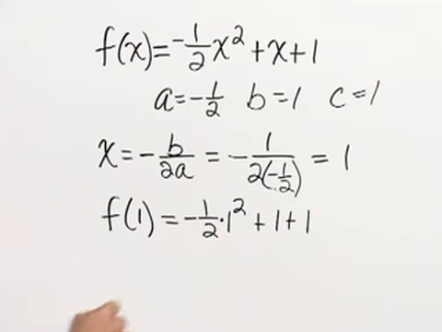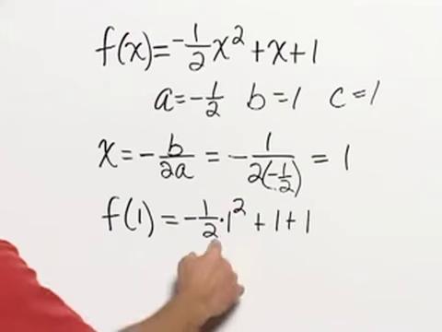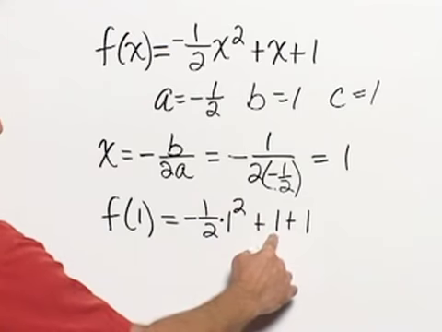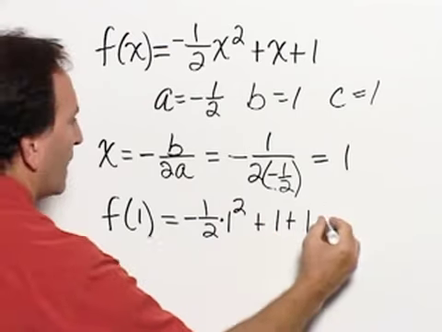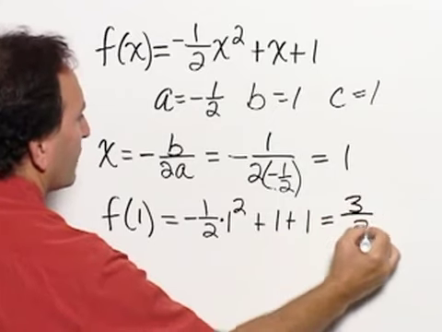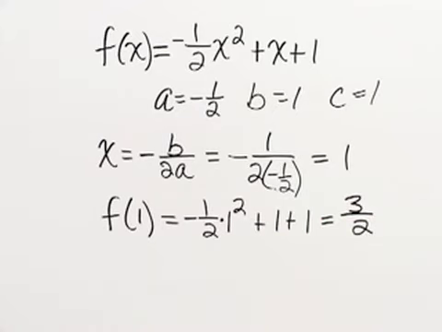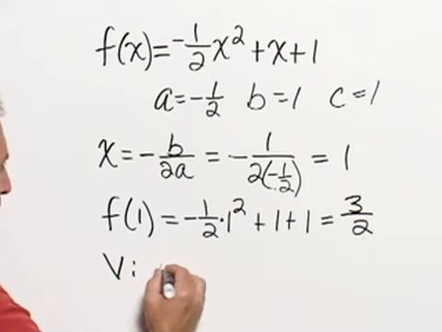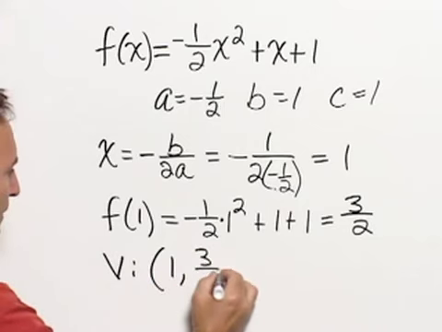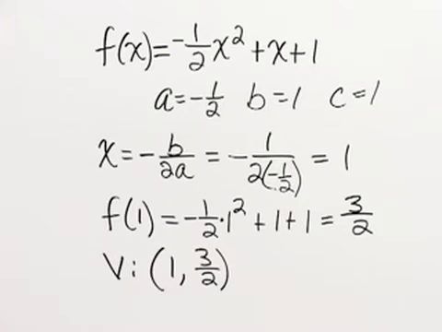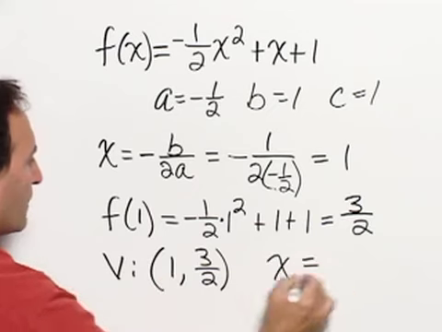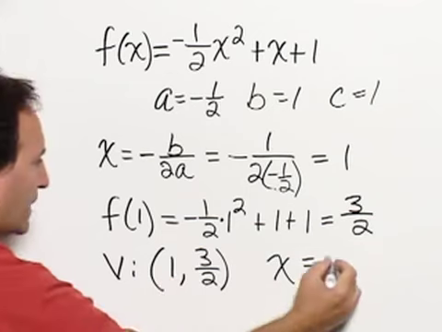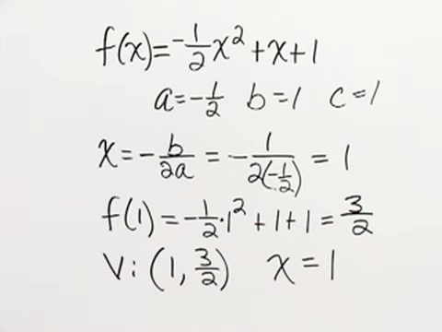Now, 1 squared is 1. -1/2 times 1 is -1/2. When we add -1/2 plus 1, that's +1/2 plus 1 is 1.5, which we can write as 3/2. So from this information, we know the vertex, v, would be the point 1, 3/2. We know the axis of symmetry is x equals the x-coordinate of the vertex, so x equals 1.